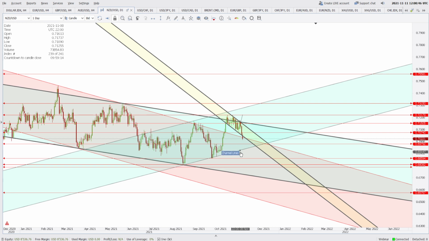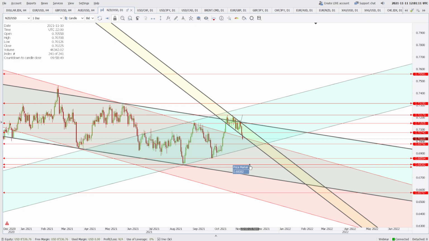Actually, what I want to say is that there are multiple supports in New Zealand dollar for going up, then it has resistances. If this channel's resistance line does not act as a support, then this horizontal support line at 0.6979 is there, and if that does not act as a support, then this rising channel's support line is there, and if that does not act as a support, then this horizontal support at 0.6859 is there.